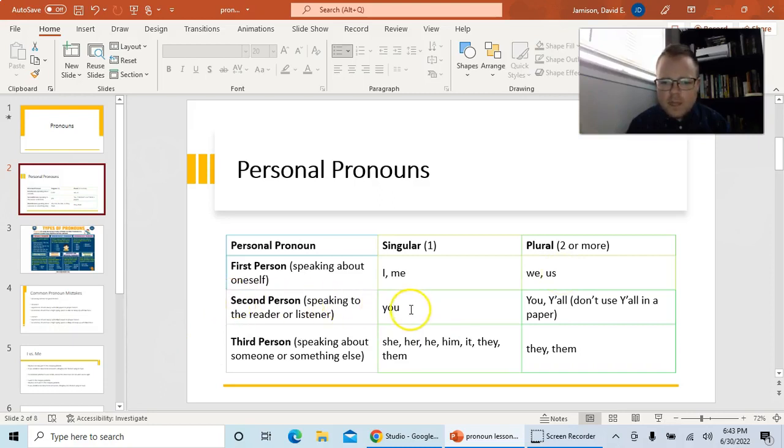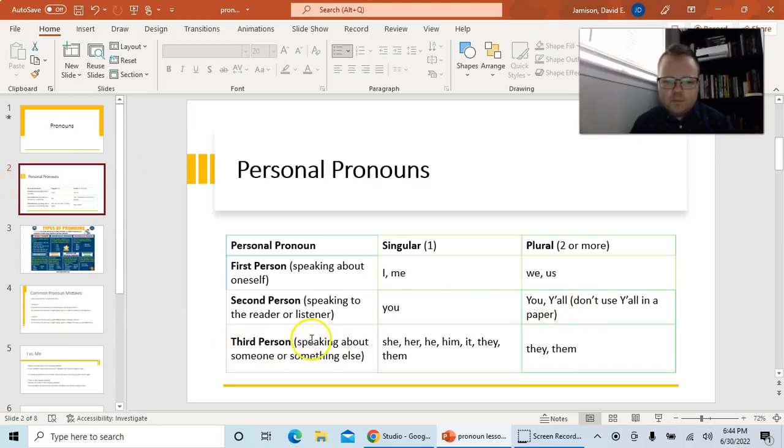Second person, so this is me referring to you, the student, so you is the singular way of doing that. For plural, you could use you, kind of works. All of you is a little better. You can use y'all in regular speech, but I don't recommend doing that in a paper because the grammar police will become very mad at you.